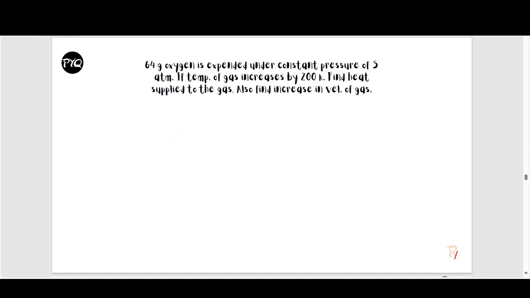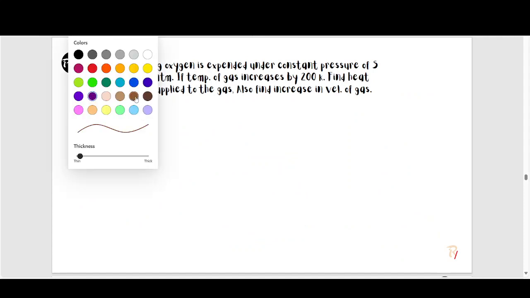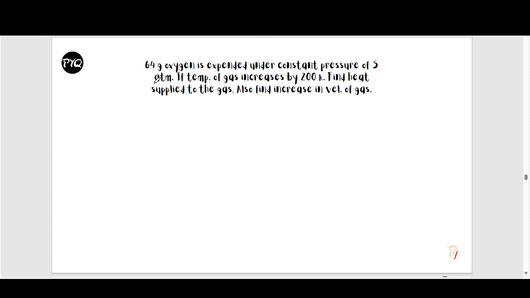Okay, and this will be our integer type question. 64 grams of oxygen is expanded under a constant pressure of 5 atm. At constant pressure, if the temperature of the gas is increased by 200 Kelvin, find the heat supplied, del Q. Also find the increased volume of the gas.